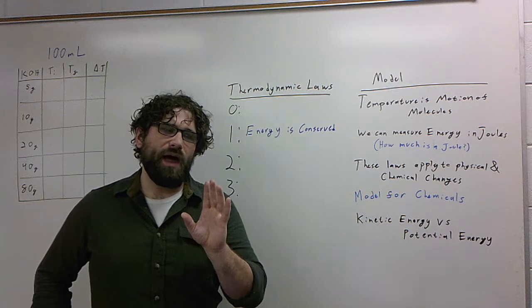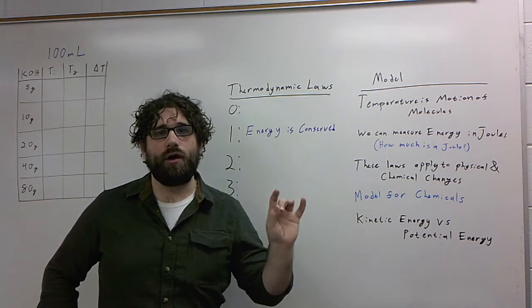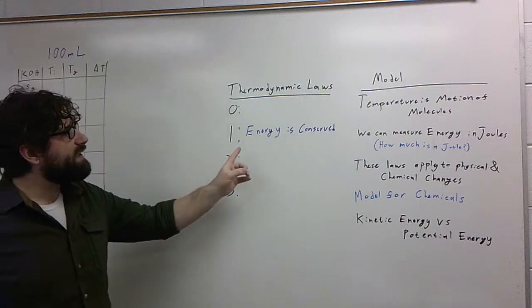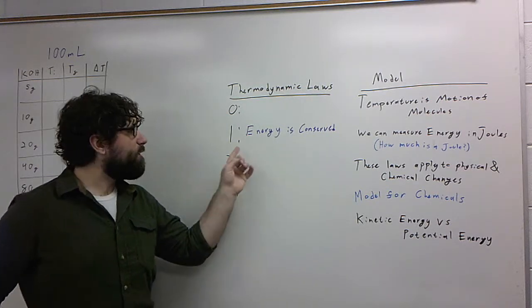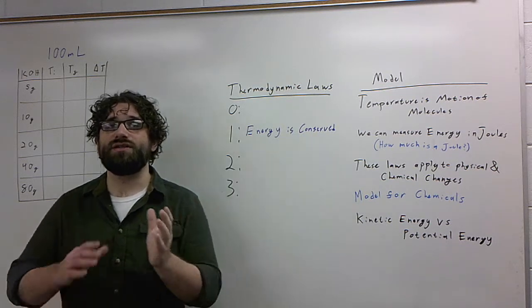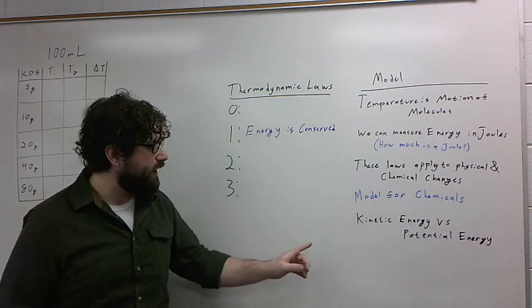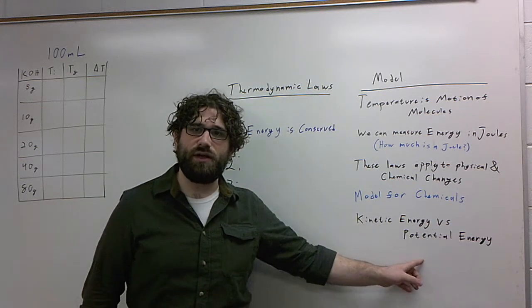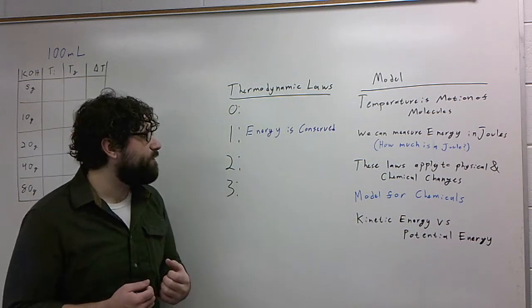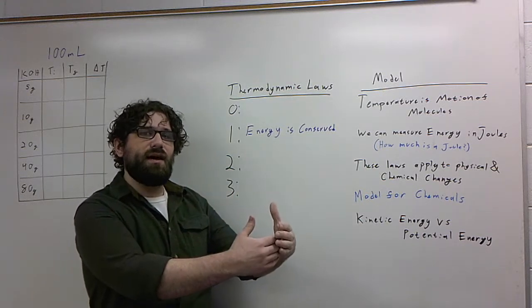Now, after we get this model figured out, we're going to finish looking at the laws of thermodynamics. So far, we've only needed to establish one of them. The first law, energy is conserved. That means that energy is not going to be created, it's not going to be destroyed, it's only going to change forms, again, like this kinetic versus potential energy. That's really what we've established so far, that we're constantly moving energy between potential and kinetic types.